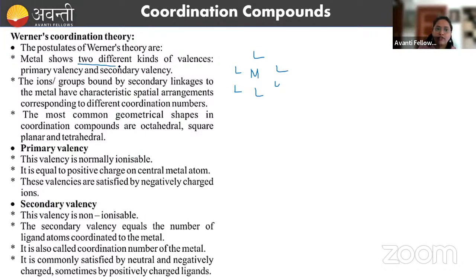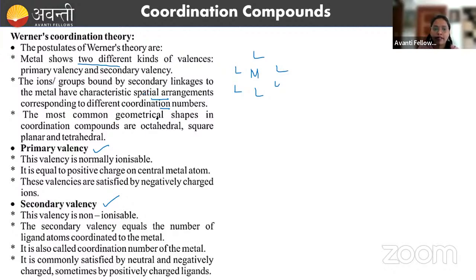So the metal shows two different kinds of valencies in a given coordination compound. One is the primary valency and the other is the secondary valency. The ions or groups which are bound through the secondary linkage to the metal have a characteristic spatial arrangement corresponding to the coordination number of the given coordination compound. Whatever the coordination number is, that will be the secondary valency, and they will have a definite arrangement around the central metal atom.